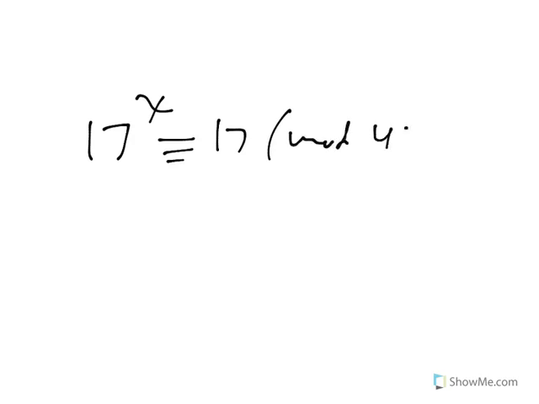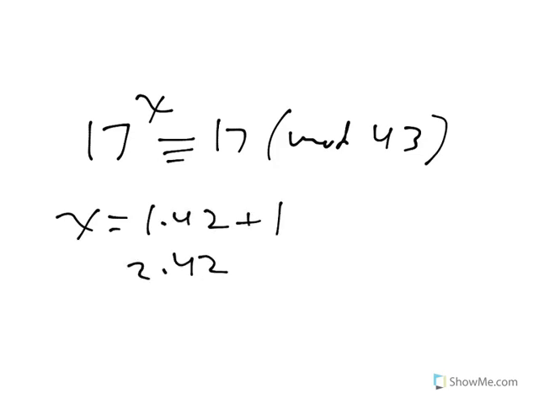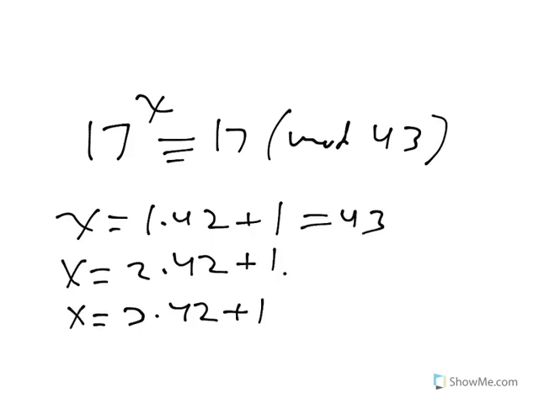A question that they could ask is, 17 to the x is equal to 17 mod 43. I'm just picking a prime. So x is going to be 1 times 42 plus 1, 2 times 42 plus 1, and 3 times 42 plus 1. That one's just 43. This is 42 more than that, that's 85. And this is 42 more than that, 127. And that's how we answer some questions about Fermat's little theorem.